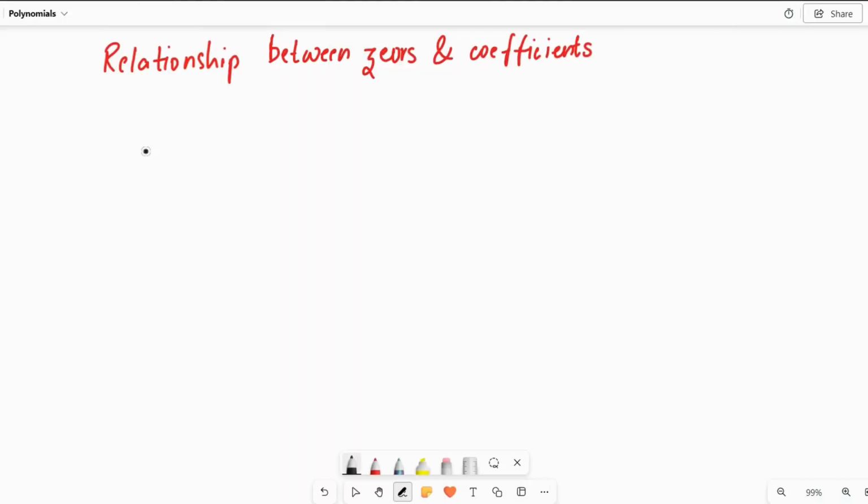Now, let's finally explore the relationship between zeros and coefficients of different types of polynomials. This is crucial for understanding how to calculate zeros and relate them to terms of polynomial. Talking about linear polynomials.